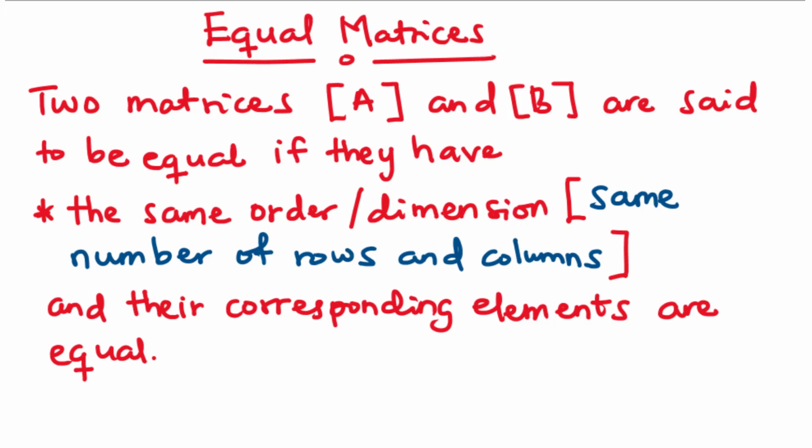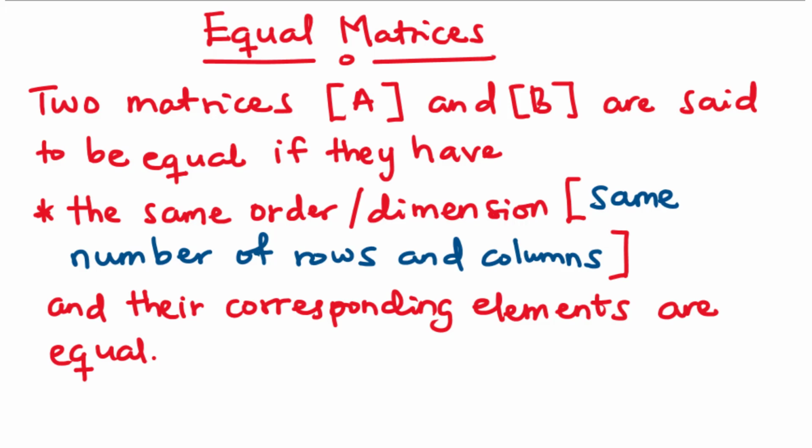So in today's video, we are going to solve some questions on equal matrices. Now, what are equal matrices? Two matrices A and B are said to be equal if they have the same order or dimension. That is, they have the same number of rows and columns, and their corresponding elements are equal as well.